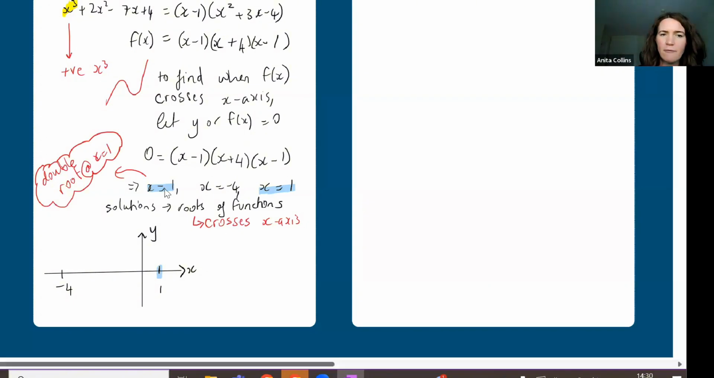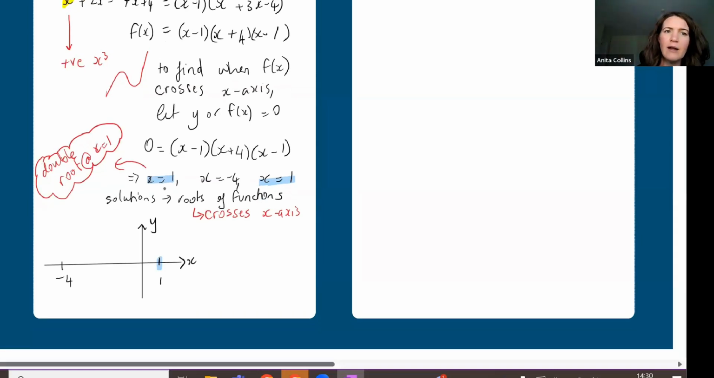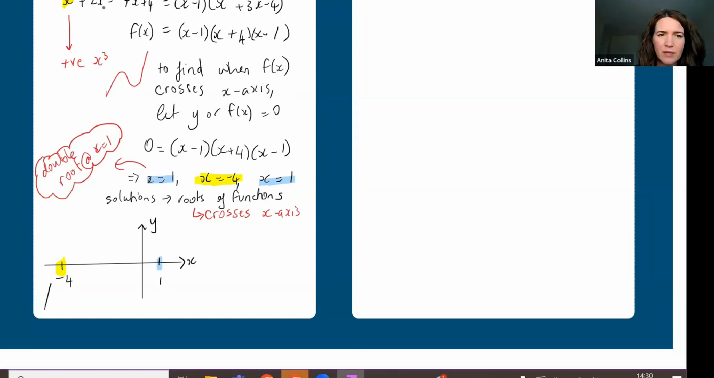We now need to try and figure out how to draw a curve that starts down low and goes up. It has to cross through the x-axis at -4. I'm going to highlight that one in yellow. Has to cross through the x-axis at -4. So it's going to have to do this. So if it starts down low and it crosses through the x-axis at -4, it's going to do this. It has to do a turn, like a roller coaster turn, and come down. And it has a double root at 1.